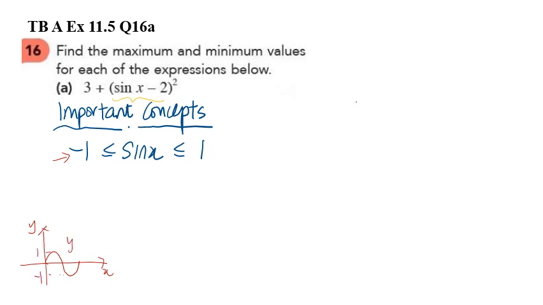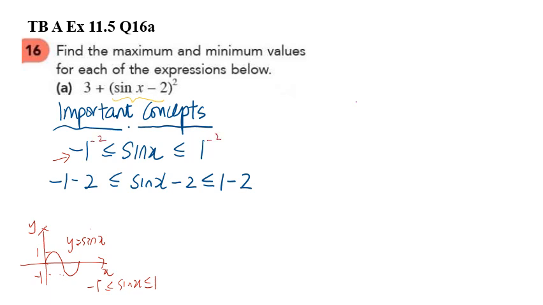So this is y equals sine x. The maximum value for y is 1, the minimum value is -1. So therefore, sine x is greater than or equal to -1 and less than or equal to 1. Let's explain this. I'm going to find sine x minus 2, so I'm going to subtract 2 on both sides, here, here, and here. That explains this part here. So I would have -3.